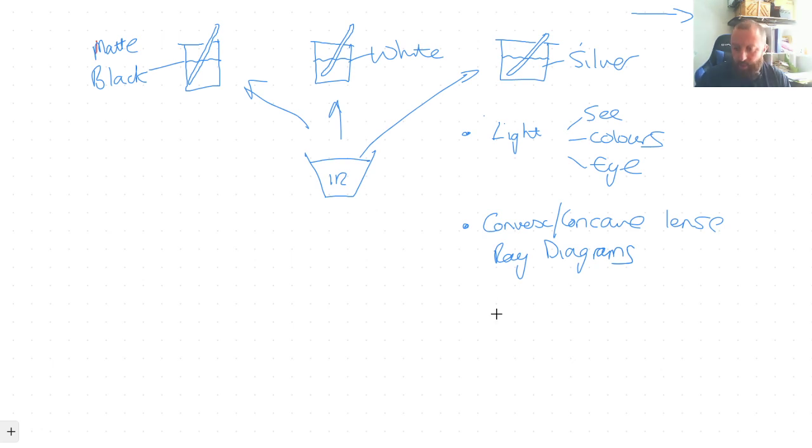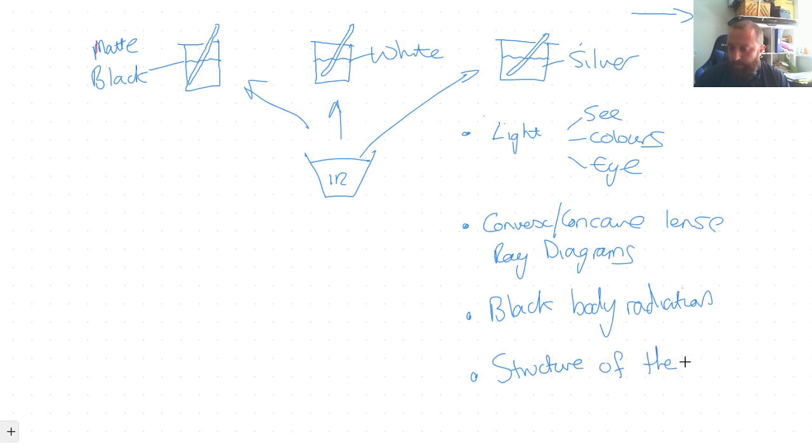Black body radiation as well. And I'll probably do the structure of the ear as well. Although these two in particular are triple, but you might be interested in that one.